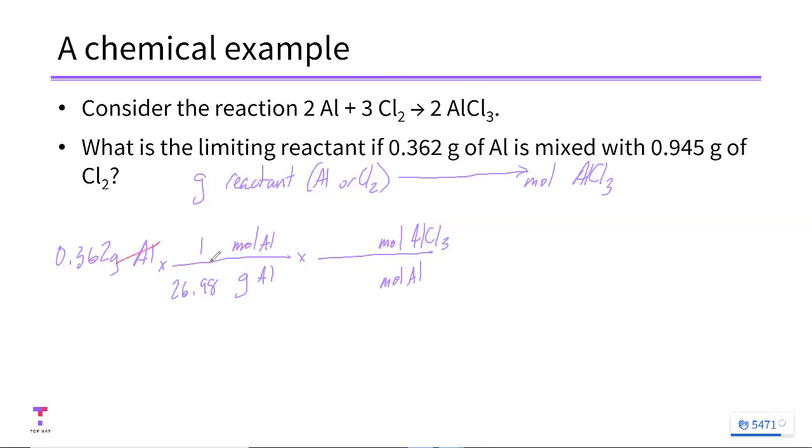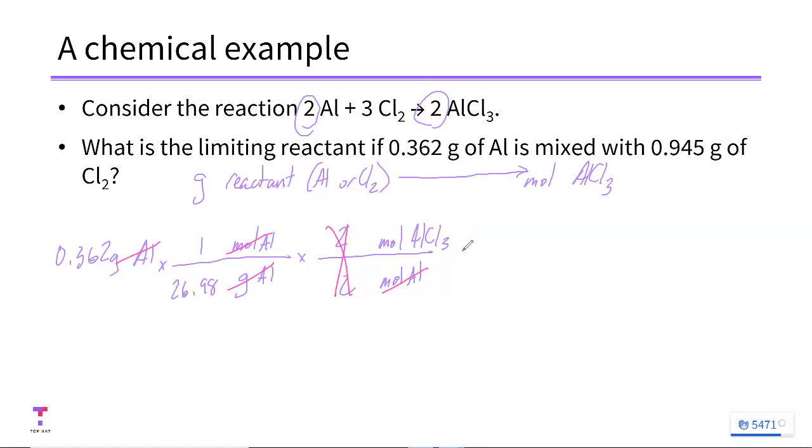So grams of aluminum cancel. For the second step, moles of aluminum to aluminum chloride, pulling these directly off of the balanced chemical equation, it's a 2-to-2 ratio. 2 aluminum chlorides, 2 aluminums. So in addition to canceling the units, I can also cancel the numbers here because they are the same.